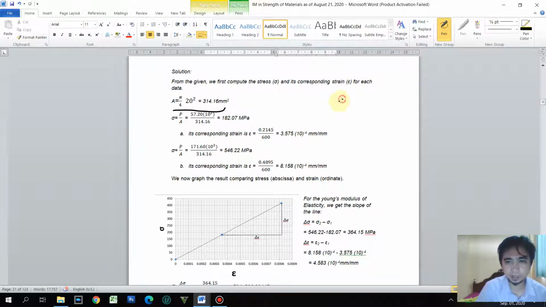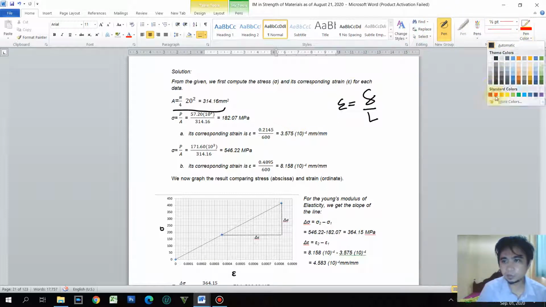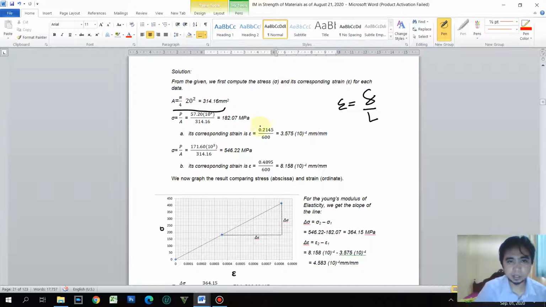So for letter A, the corresponding strain due to this loading, of course, we know that the formula for strain is deformation all over the length. And the recorded deformation is 0.2145. We'll just simply divide that by the length, 600, and we come up with 3.575 times 10 raised to negative 4. So this is actually unitless, or millimeter per millimeter. So here, we have already obtained the stress and the corresponding strain for that.